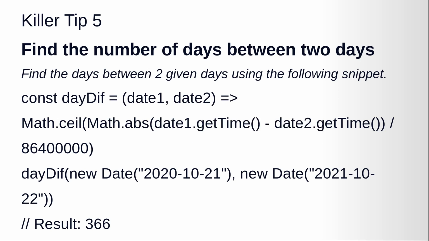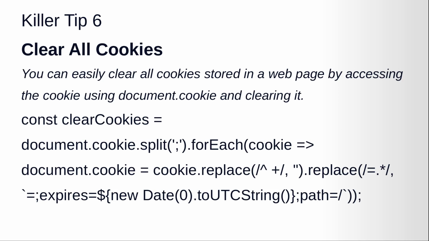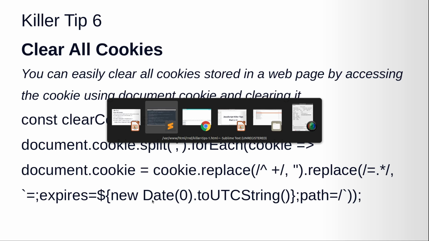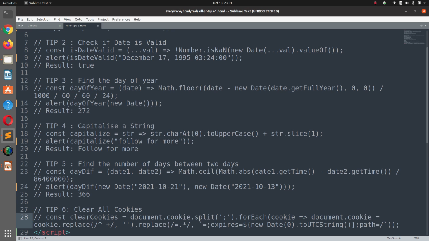And the last tip, that is tip number 6, is to clear all cookies. You can easily clear all cookies stored in a web page by accessing the cookie using document.cookie and clearing it. This is also a one-liner function. Const clearCookies equals document.cookie.split, forEach cookie, document.cookie equals cookie.replace, and here you can use a regex to clear the cookies. This is also a one-liner function.